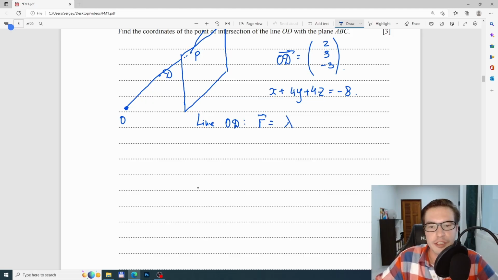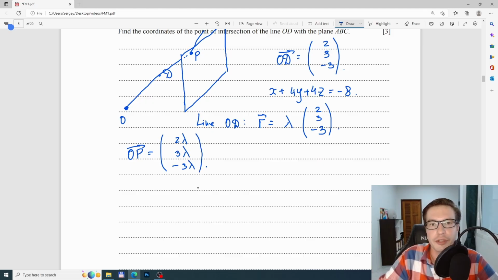Apart from lambda times any vector along this line. And I will use vector OD, of course, 2, 3, -3. Now, for the point P, there is a specific value of lambda which I'm looking for that gives me the position vector of OP. It's going to be 2 lambda, 3 lambda, -3 lambda.